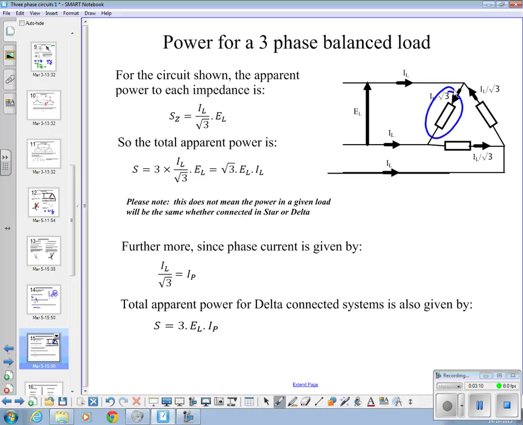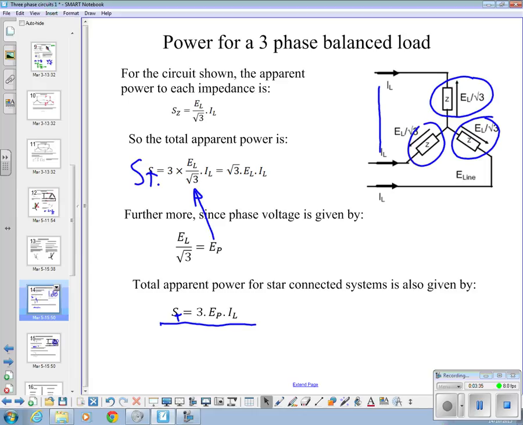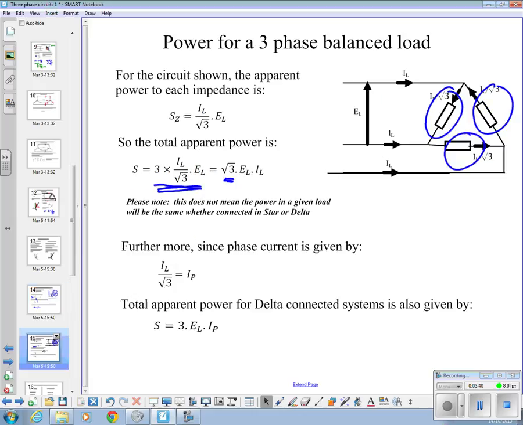Again, we've got 1, 2, 3 of those impedances, so the total must be 3 times that value, and again 3 over root 3 is equal to root 3. Therefore, total apparent power is root 3 times EL times IL. You'll notice that that is the same as on that page, but it does not mean that if those impedances are the same value, 10 ohms or 100 ohms, in both systems, the total apparent power in the star system is exactly the same as that in the delta system, because the currents will be different. Okay, so I wanted to point that out.